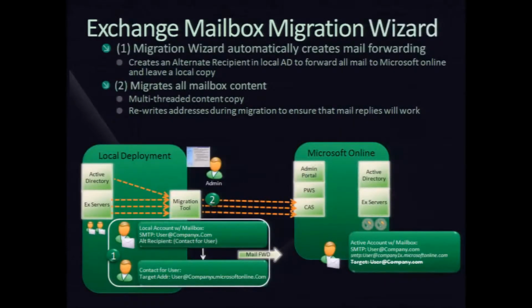What the wizard does is take all the users, grab all their content from their local Exchange server, and copy it up to Microsoft Online. So it will just push all the content. It is multi-threaded, so it'll push it as fast as it can. The other thing it does is automatically create a contact in the local Active Directory, and create an alternate recipient so that any mail delivered to that mailbox will be routed up to Microsoft Online. So it does two things. It copies all the mailbox content, and then it creates a mail forwarder. Those are basically the two things that it will do.